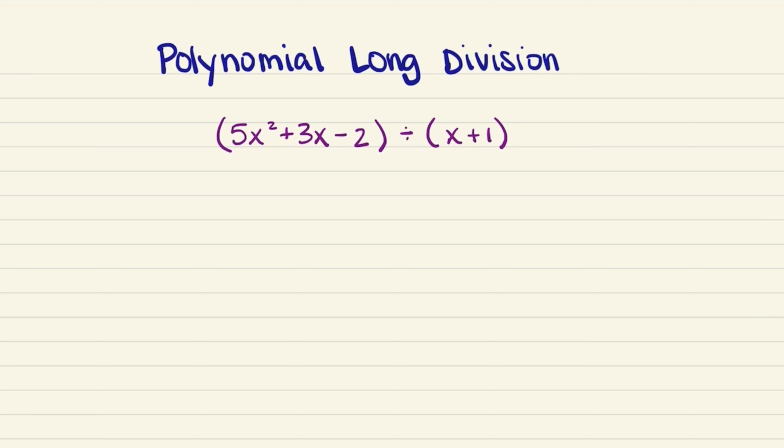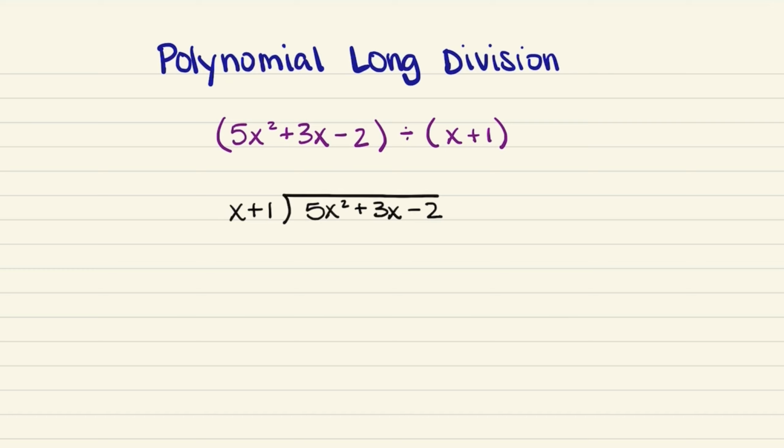So let's go ahead and rewrite this in our long division form. So x plus 1 will go outside of our long division bar, and x plus 1 is our divisor, and then 5x squared plus 3x minus 2 goes under our division bar.